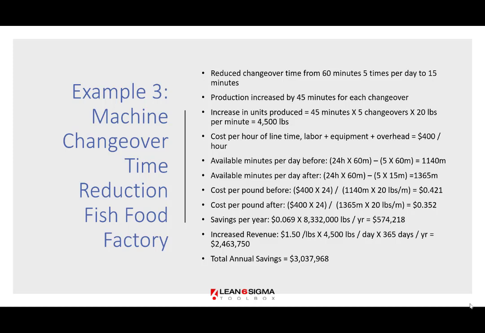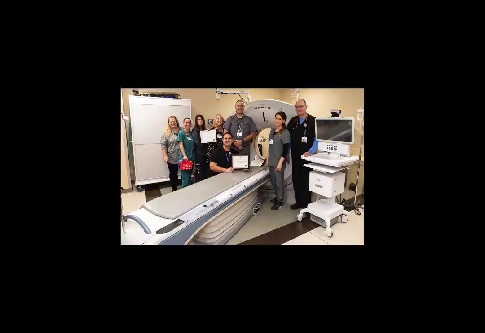That means your cost per pound went from 42 cents a pound down to 35 cents a pound. Your annualized savings with 8 million pounds a year is $574,218. That's also an increase in revenue by selling those pounds of $2,463,000. So if you add that up, you get a $3,037,968 savings from this changeover reduction project, which is amazing.